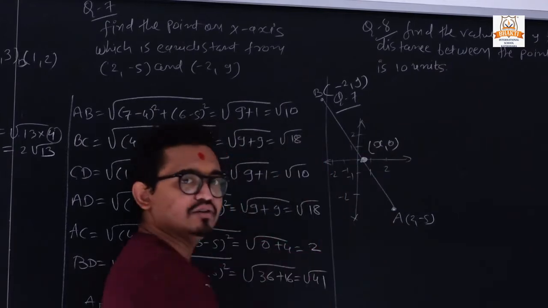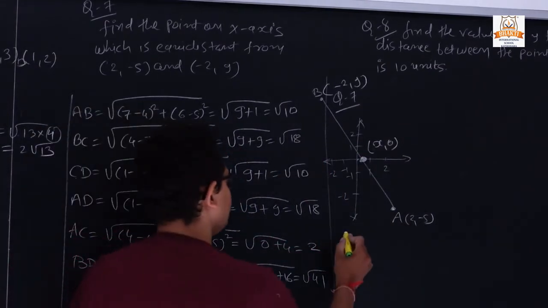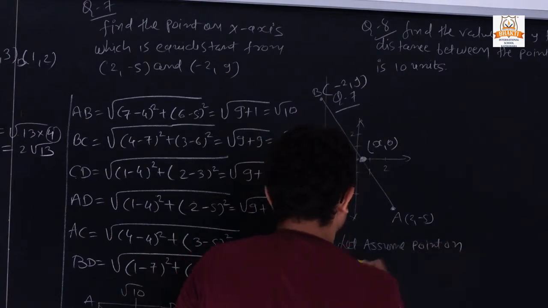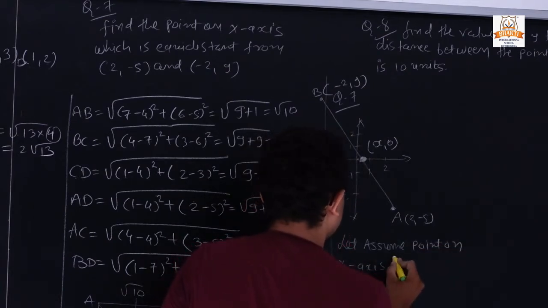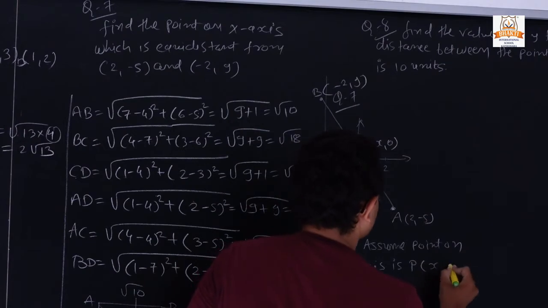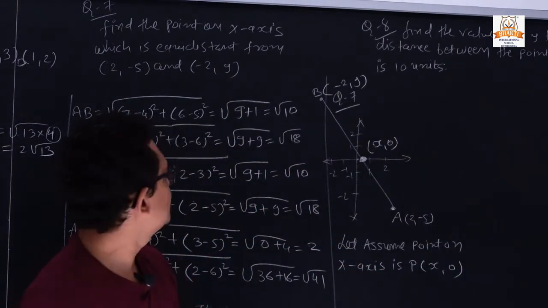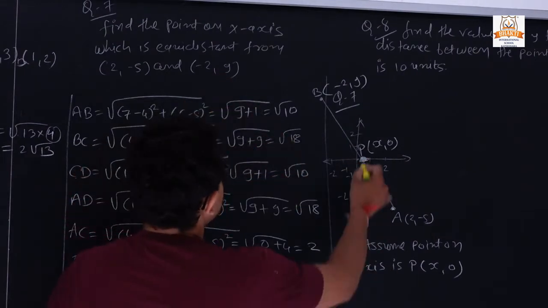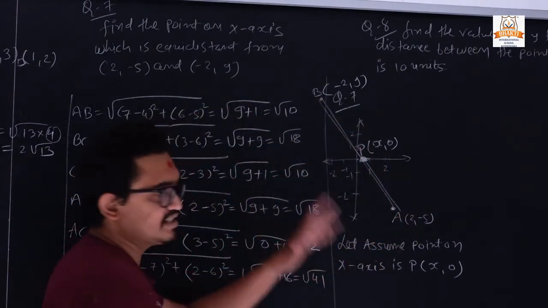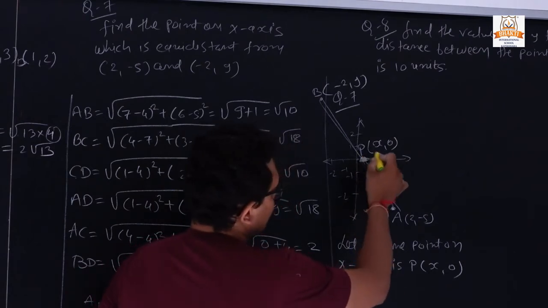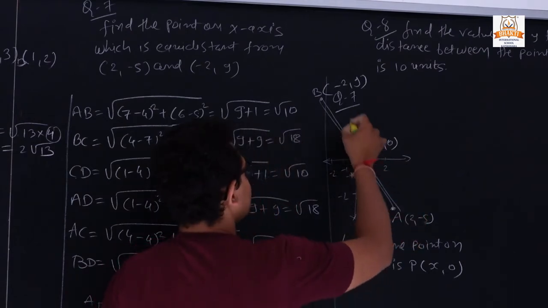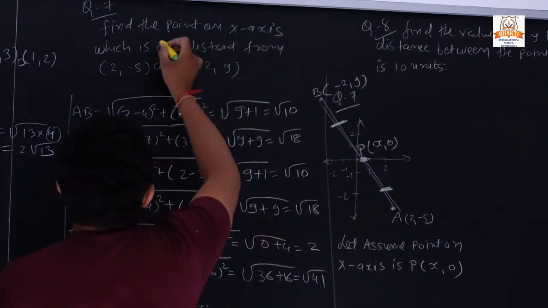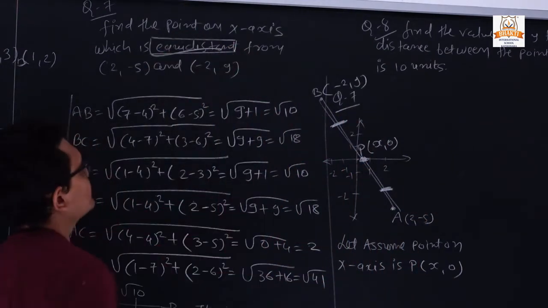Clear, the y coordinate is always 0. So let us assume the point on the x axis is P equal to x comma 0. So this is our point P. This point is equidistant from this as well as this. Equidistance means P is the same distance from A as from B. So this distance and this distance are always the same because they are using the word equidistance.